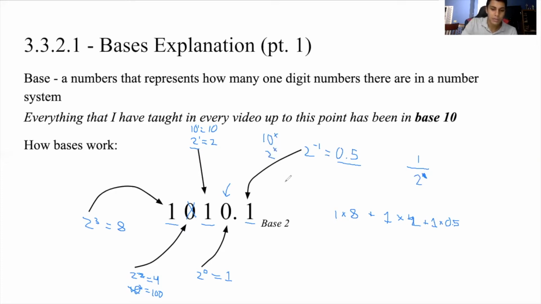If I were in base 5, for example, then this would be the 5 to the power of 0's place. This would be the 5 to the power of 1's place, then the 5 to the 2, the 5 to the 3, and this would be the 5 to the negative 1's place. So that's what these numbers represent in different bases, and this is what changes from base to base.